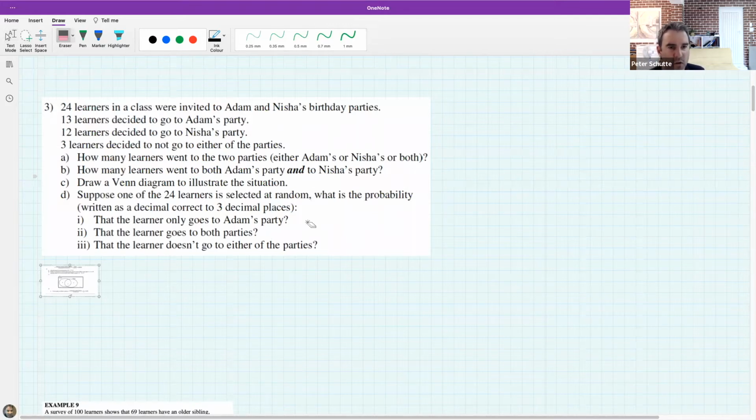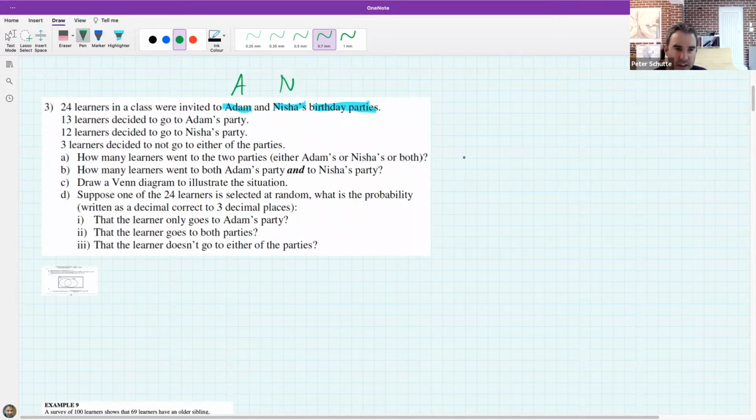Now, there's still only 2 events. When we start to look at this question, there's a lot more words going on, but there's a couple of key ideas. And what are the events is one of my main considerations. So Adam and Nisha's birthday parties are the 2 events. So I'll probably end up calling them the sets or the events A and N.